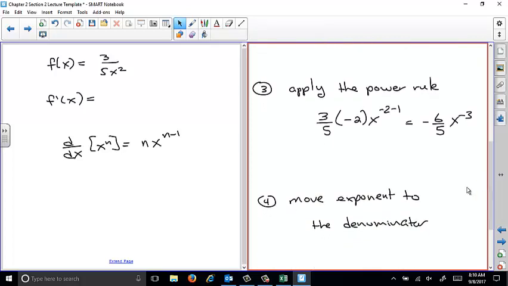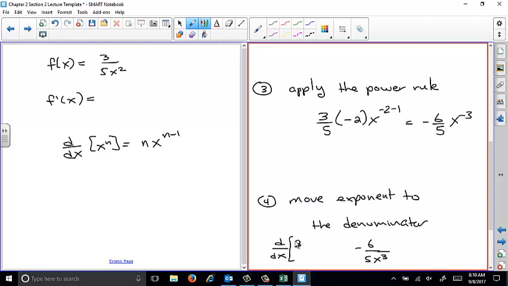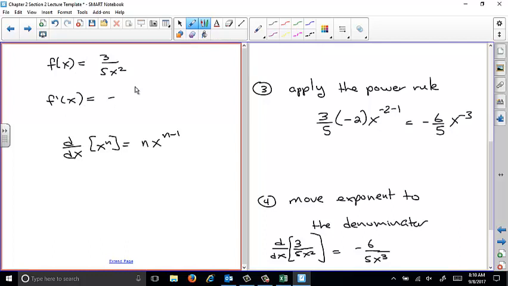The final step is to move the exponent from the numerator to the denominator to make this positive. So the final step is negative 6 over 5x cubed. So what we would say is the derivative with respect to x of the original term, which was 3 over 5x squared, is equal to negative 6 over 5x cubed. Likewise, if I gave you the original function and asked what is the derivative, then you could write that as well.